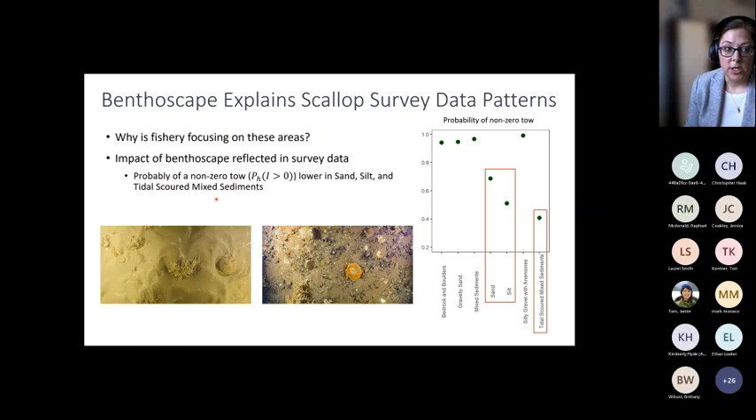So knowing this information, how does one explicitly harness the source of information to improve stock assessment? I'm going to hand it over to Dave to discuss how we've done that.